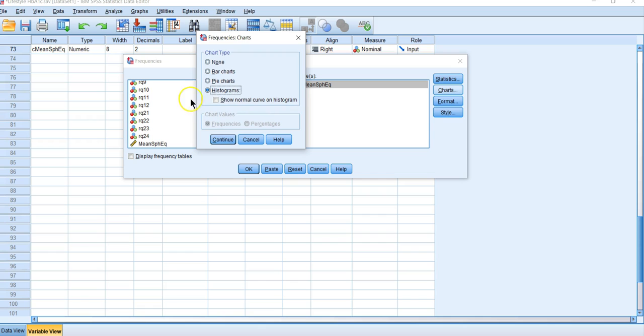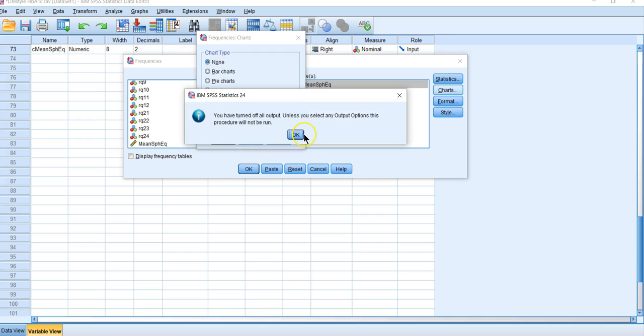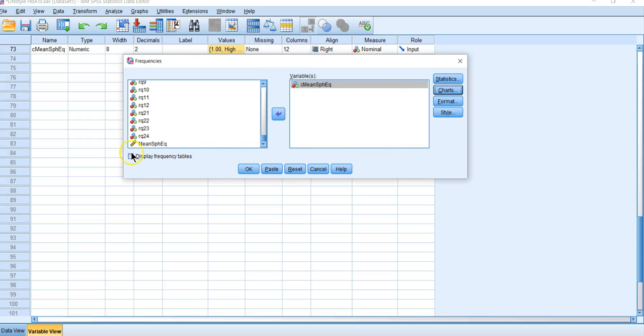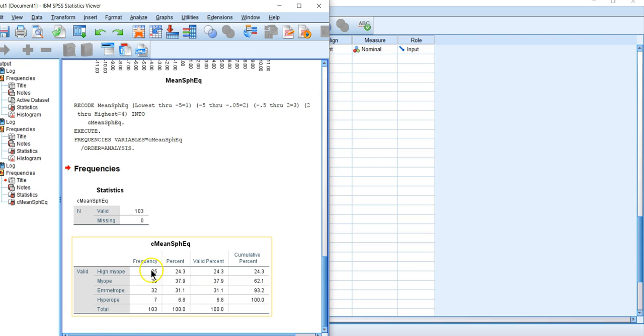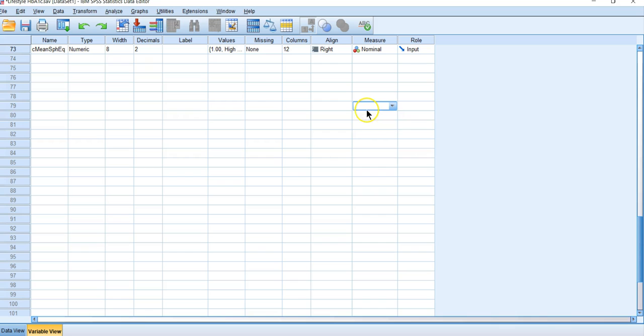This one I'm not going to do a chart for, but I am going to display the frequency table. And so we have 25 high myopes, goodness. 39 myopes, 32 emmetropes, and 7 hyperopes. All right. Now, we want to do crosstab.